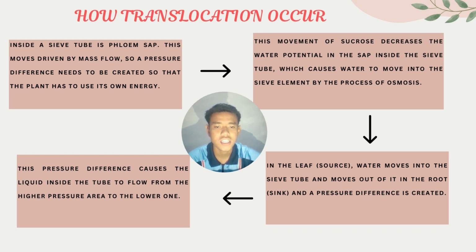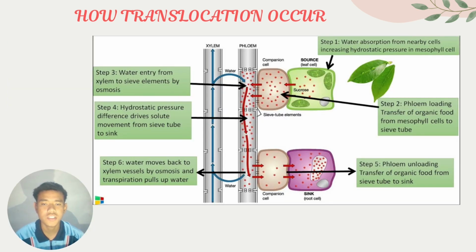After that, in the leaf, water moves into the sieve tube and moves out of it in the root, and a pressure difference is created. And lastly, this pressure difference causes the liquid inside the tube to flow from the higher pressure area to the lower one. This picture explains more detail about translocation of the plant step by step.